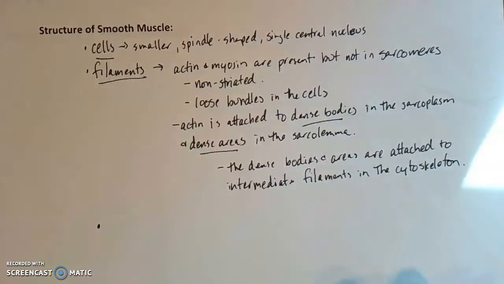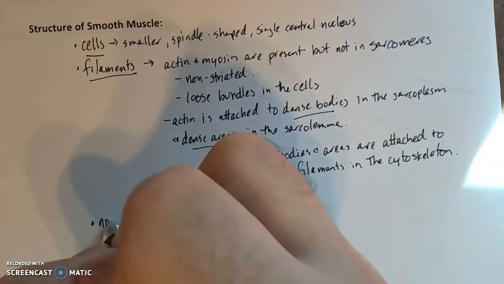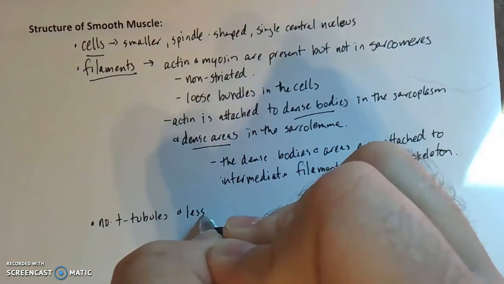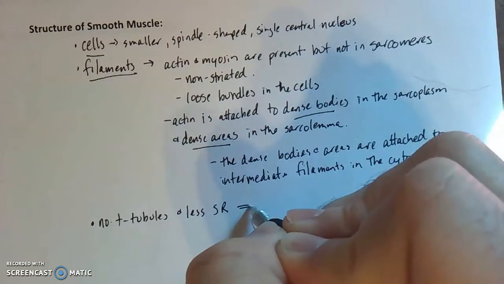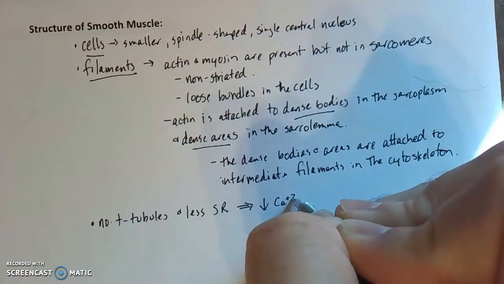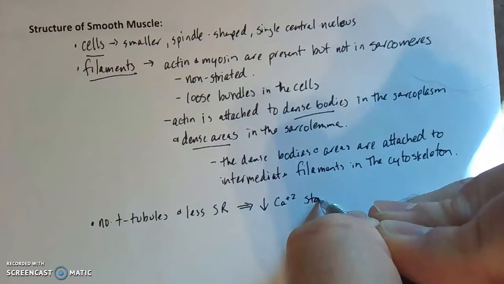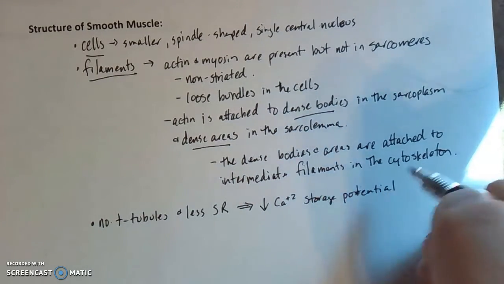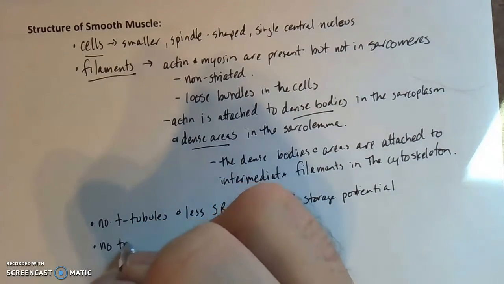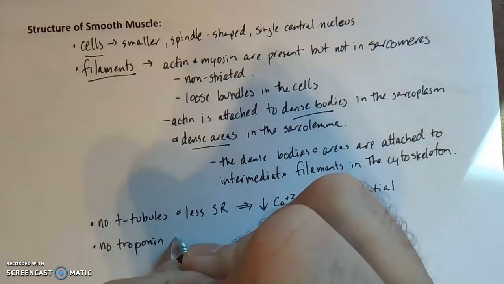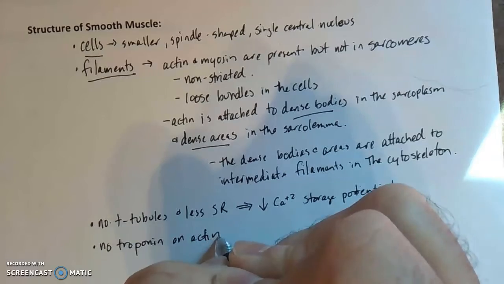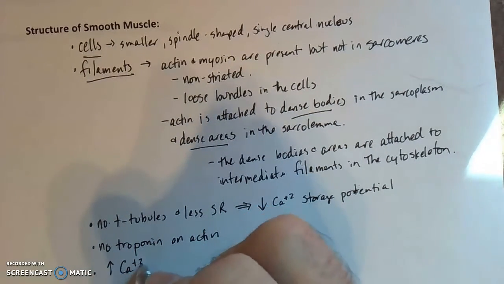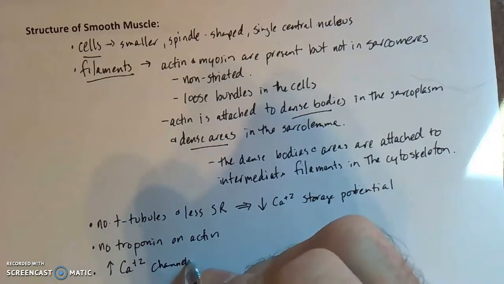Other ways that smooth muscle is different, we have no T-tubules and a lot less sarcoplasmic reticulum, which decreases our Ca+2 storage potential. There's no troponin on actin. And we have an increase in calcium channels and pumps.